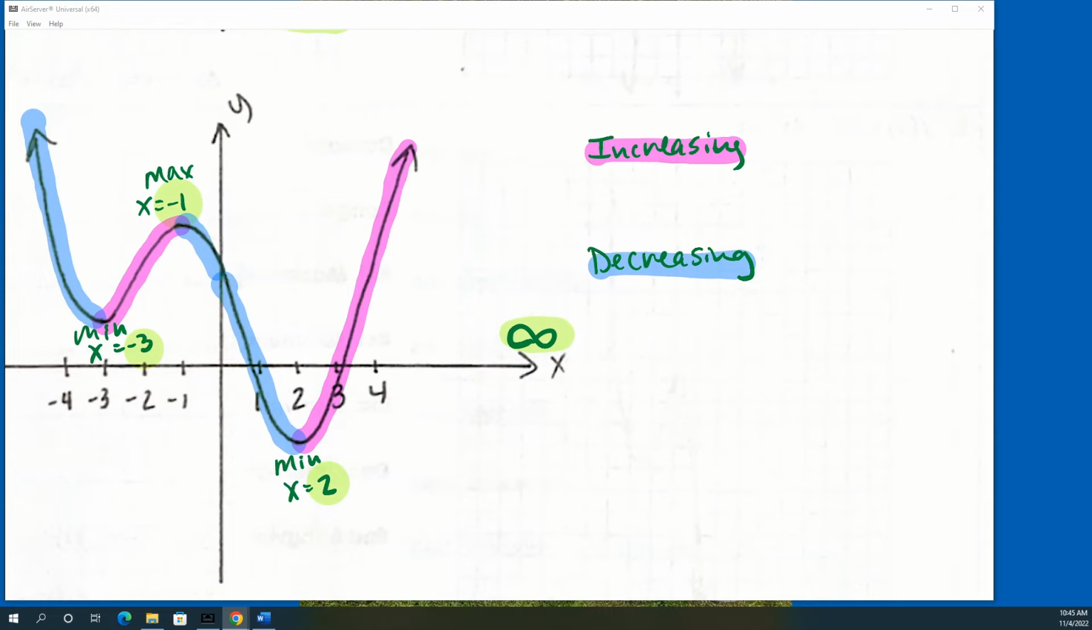So I'm going to start with this first pink guy right here. What's the x value where this graph starts increasing? -3. And what's the x value where it stops? It's actually going to stop right here. So -1.